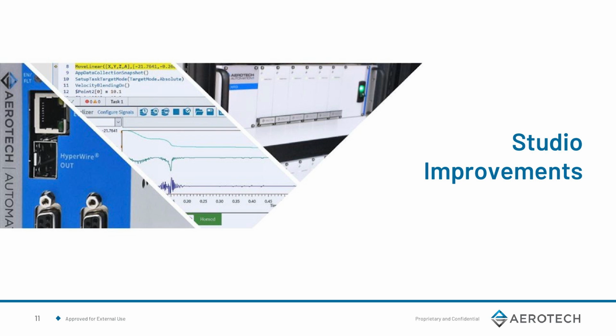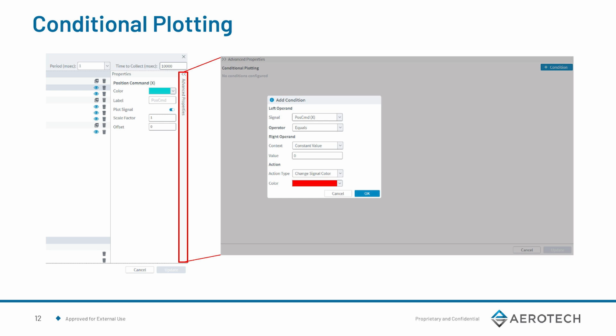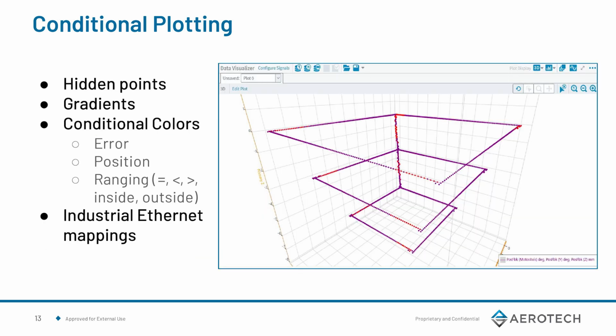Now, let's review the recent improvements in Automation1 Studio. Conditional Plotting is now available in Automation1. In order to access it, open up the Configure Signals tab in Automation1 and click on the new Advanced Properties pop-up. This will give you access to several conditionals that you can add, including error, command, feedback, and the ranges you want to plot differently.